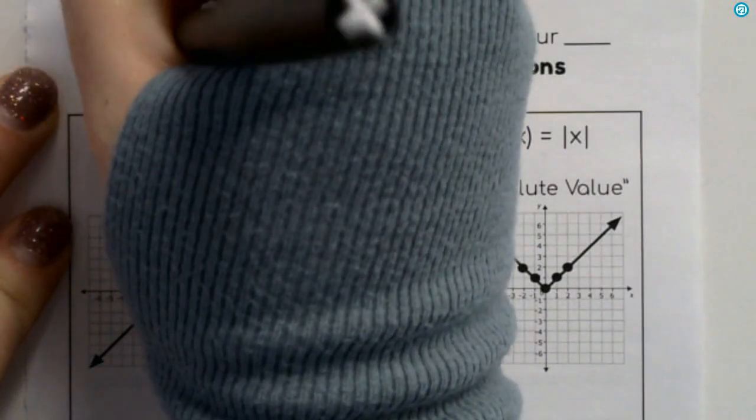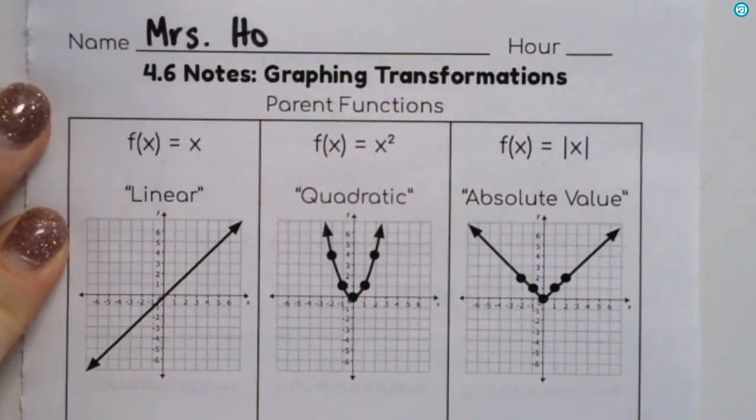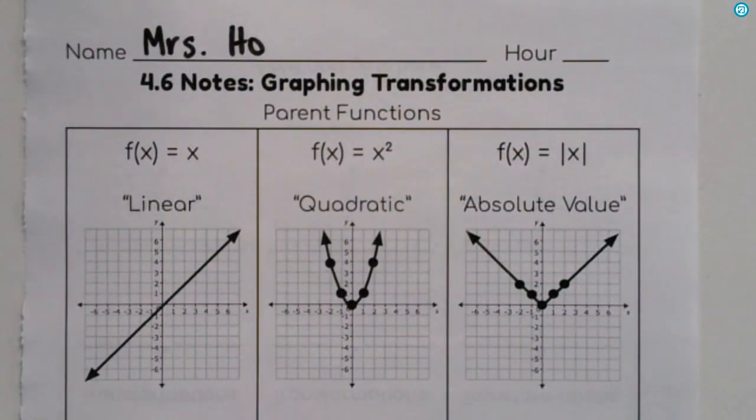First thing that we're looking at on here is what we are calling our parent functions. Parent functions are the original functions that we start with. We have to have something to transform. So we've got three functions that we're looking at.